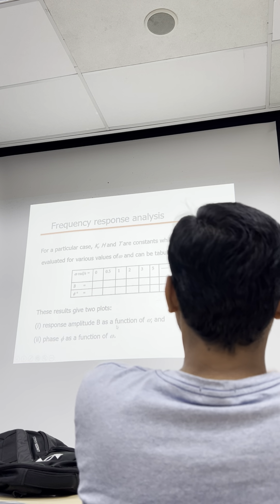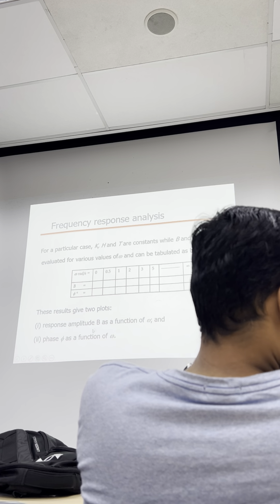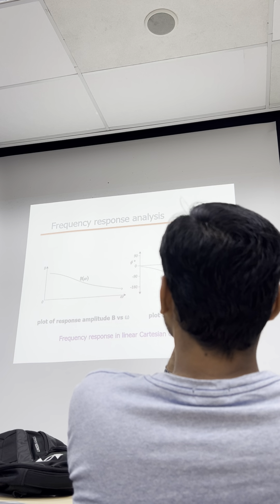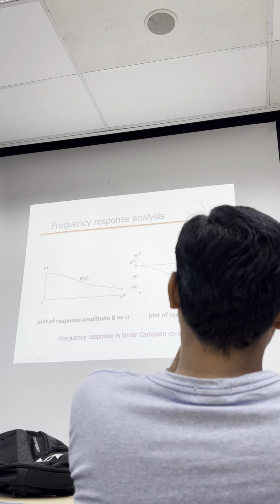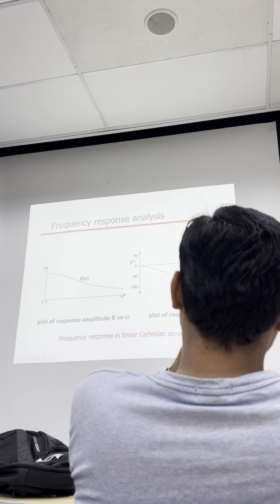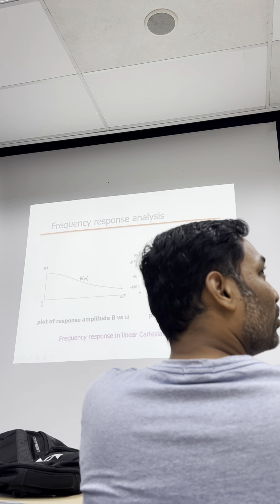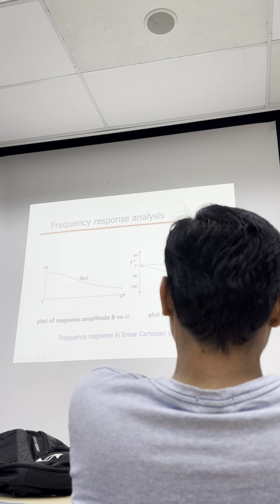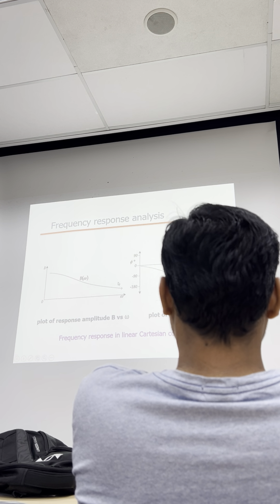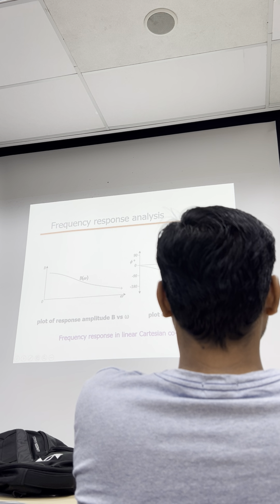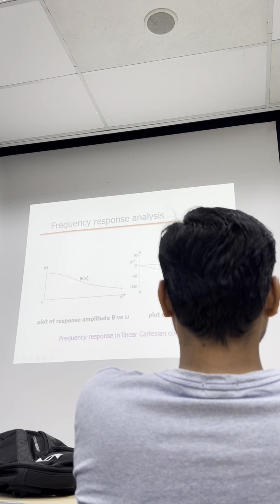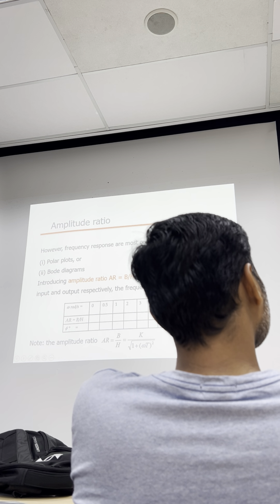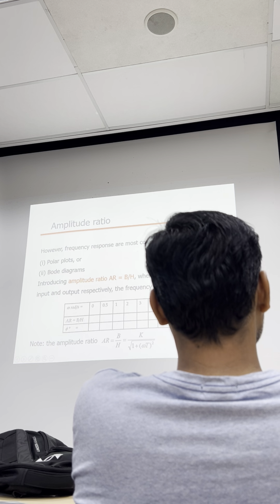So what you are trying to do is plot response amplitude B or phase phi of the function. When you draw it, maybe individually you can plot. Let's say we are plotting for B, so B on the vertical axis, and this is omega. Then the other one with the angle on the vertical axis, then omega. Two different plots you can draw. Instead of two plots, you can combine into one plot. You can have both information.